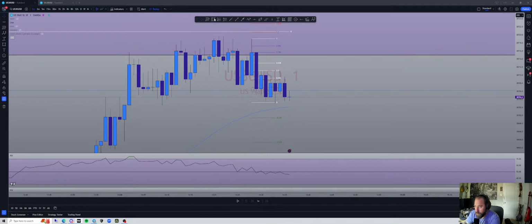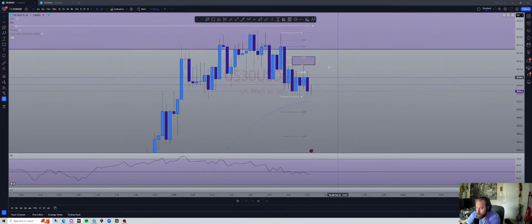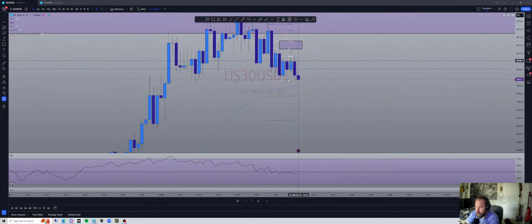Okay. So we know that sellers are going to be sitting right inside here. Does that count as a touch? I mean, it looks like it counted as a touch to me. There's another entry. Again, I wouldn't have probably taken that because it's on a 50. I like it a little bit deeper.